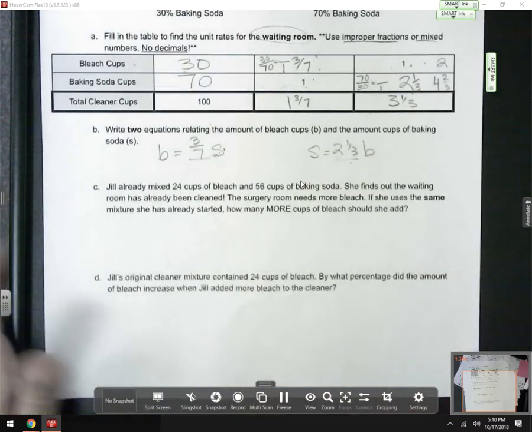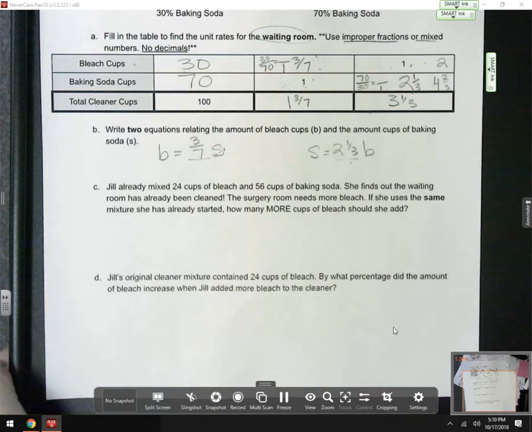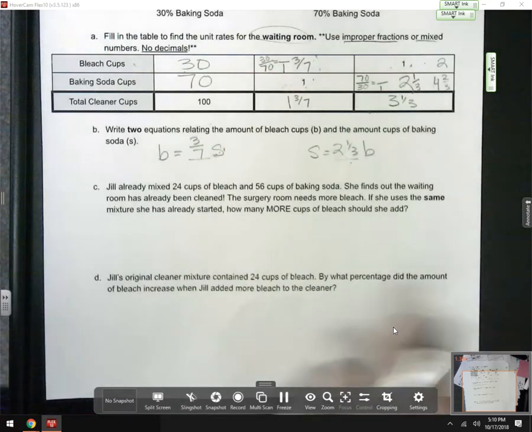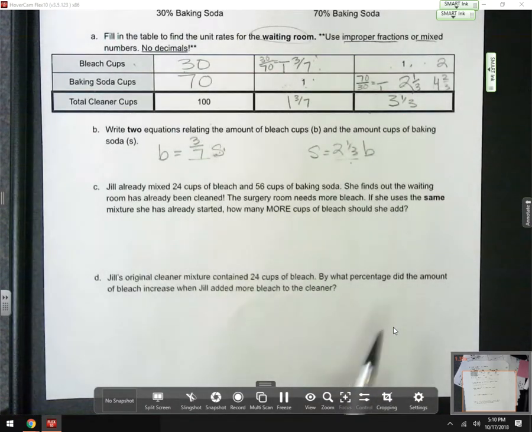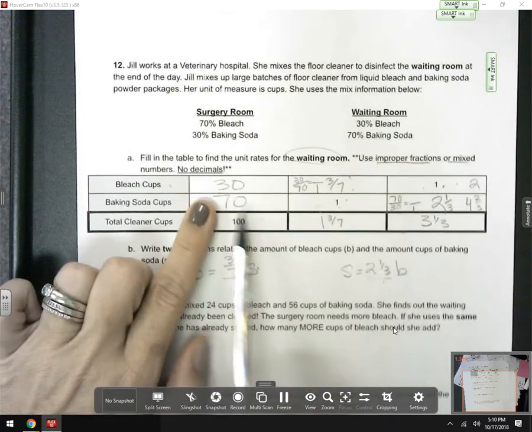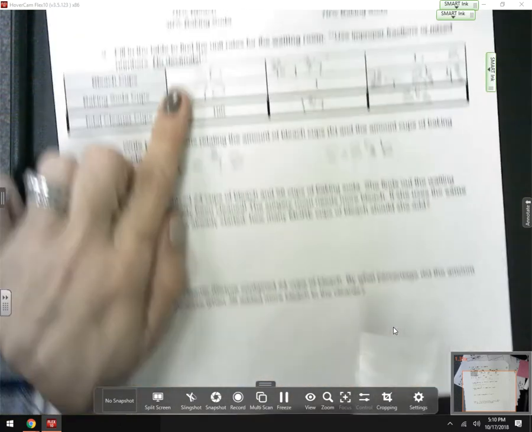All right, now here, Jill already mixed 24 cups of bleach and 56 cups of baking soda. She finds out the waiting room's already been cleaned, so now she needs to worry about the surgery room. I can't take baking soda out, kind of like we talked about with if you pour too much milk in your cereal bowl, you can't take the milk out, so you have to add more cereal. So she's not using this ratio. She's now talking about the surgery room.